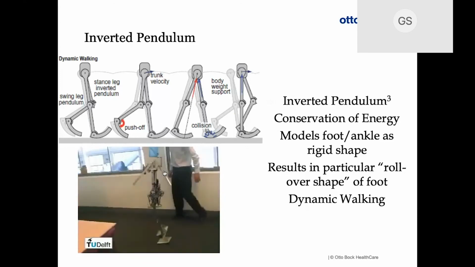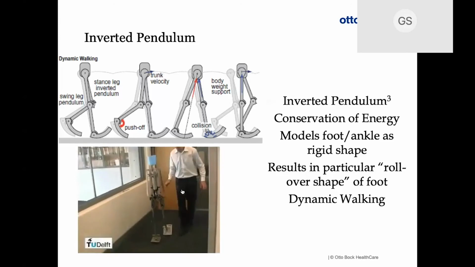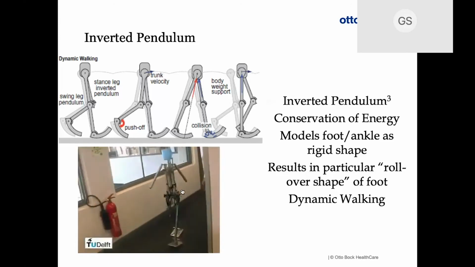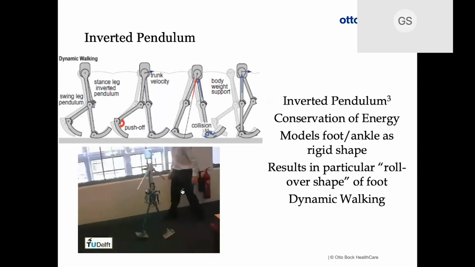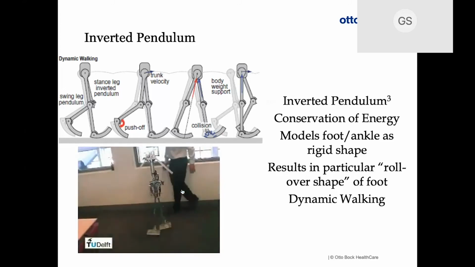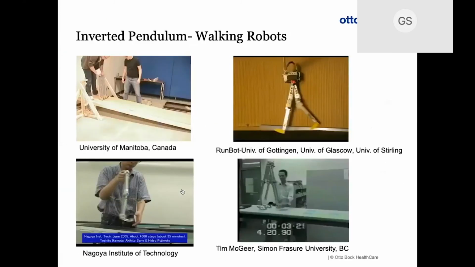Yes, Jerry, it's good. So this is from the Delft University. You could see how with a very little amount of pneumatic control, the patient can walk, and you can see the use of the arms to actually bring the moment forward. We can also see another example of this in other types of robots, the University of Manitoba robot.